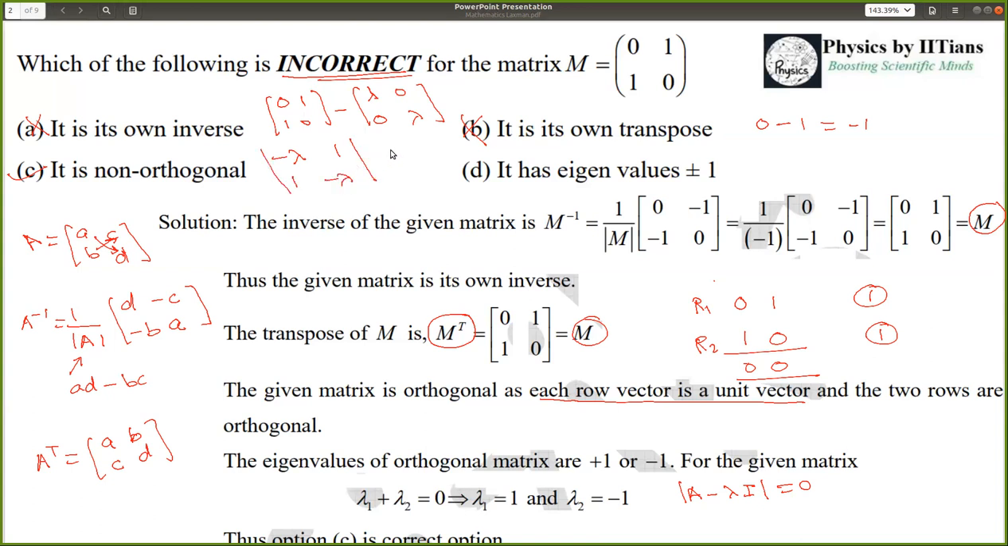The determinant should come out to be 0. It will give you the characteristic equation. So the characteristic equation is lambda square minus 1 equals 0. From here you can find the two values of lambda. This will be plus minus 1. So the eigenvalues are plus minus 1. So this option is again correct, but this will not be the answer because the incorrect option has been asked. So in this way you can solve this question. Let's move to the second question.